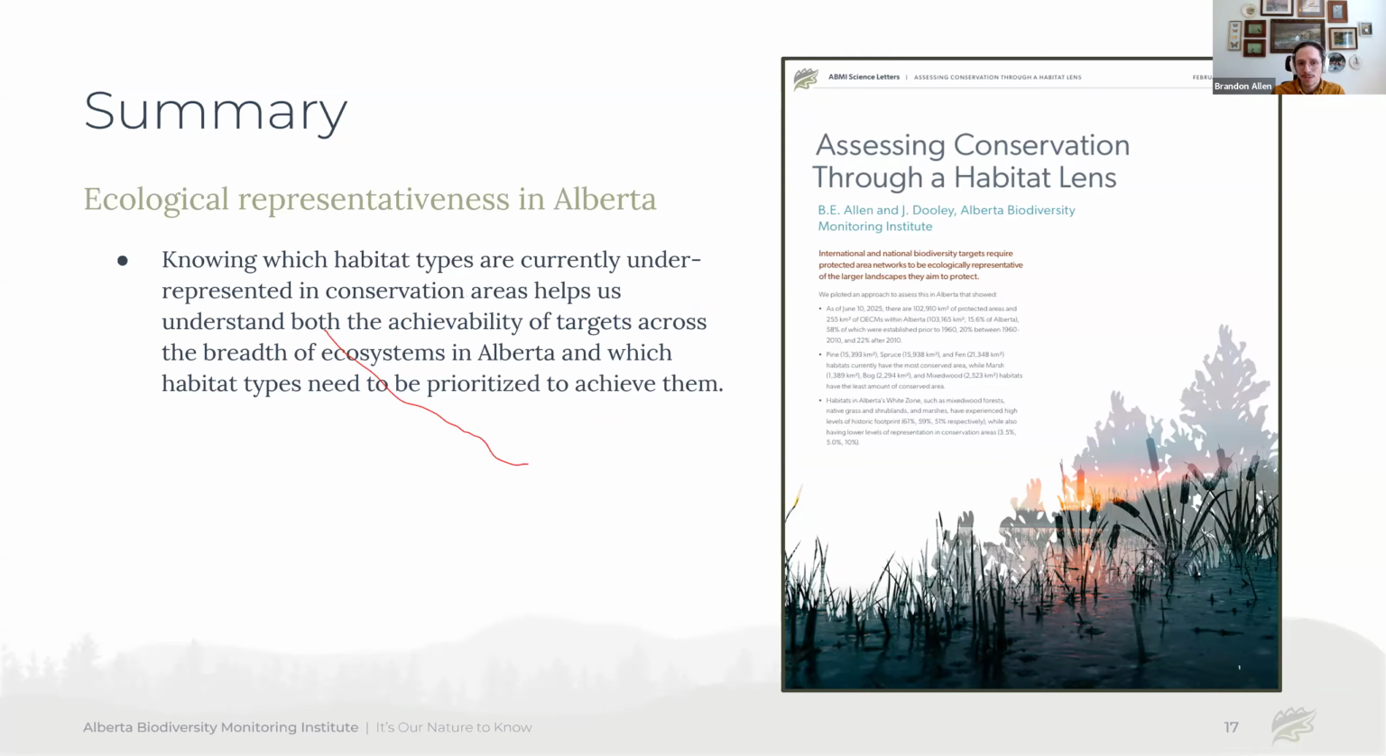But it's really important to know what is currently protected. We want to understand that the targets being set out for us are achievable, that they encompass a breadth of different ecosystem types, both at the subnational stage of Alberta as well as the national stage of Canada. And it helps provide an opportunity to prioritize where resources need to be to make sure that we do maintain biodiversity across a wide breadth of areas.